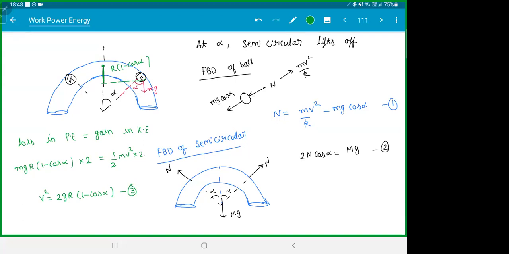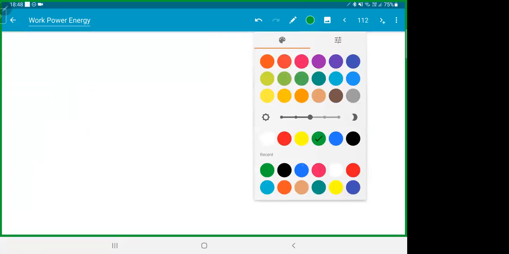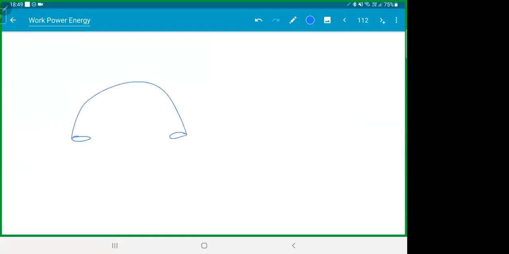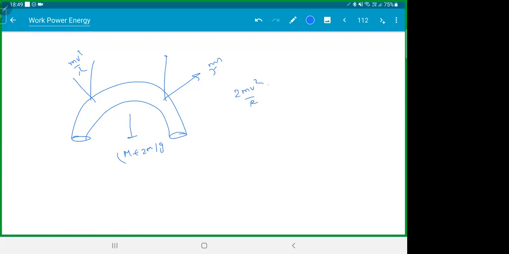I have a doubt here. Why can't I just write like this? I can take this thing as centrifugal force mv square by r. I'll take the total weight m plus 2m into g. I'll take the vertical components of the centrifugal force, 2 mv square by r cos alpha, is m plus 2m into g. Can I do this?